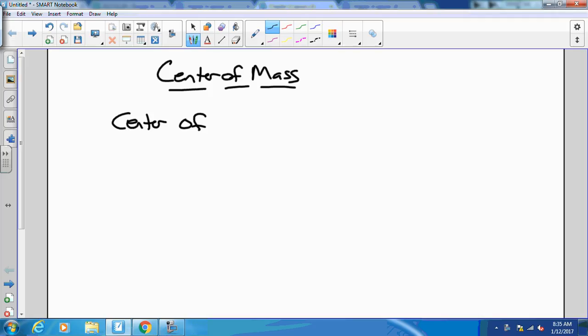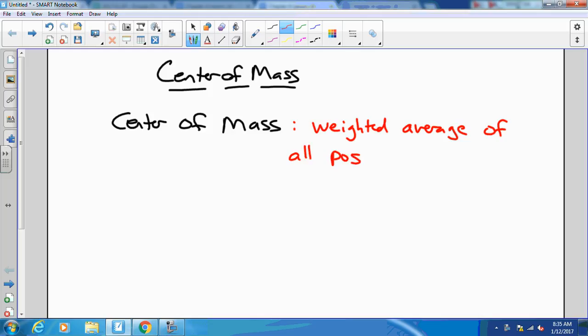We're going to be talking about center of mass, and I'm going to give an English definition here that I'm going to translate into math in just a moment. The center of mass is going to be the weighted average of all positions of particles in a system.